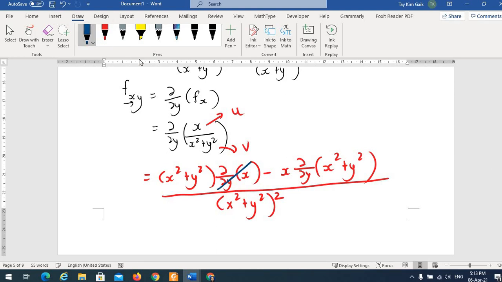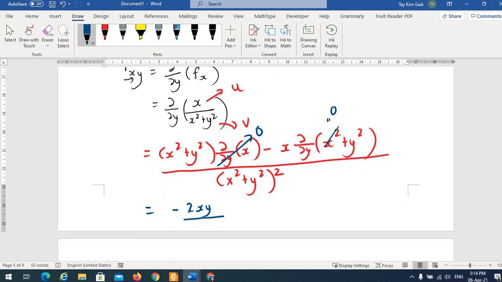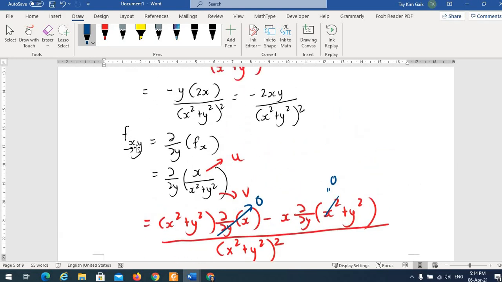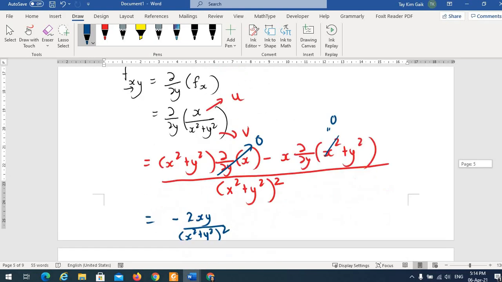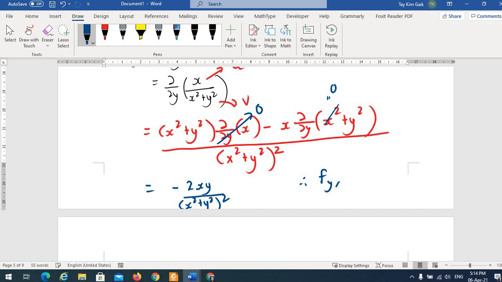Similarly, del del y of x will be 0, so the whole first term becomes 0. Del del y of y squared is 2y. So you get negative 2xy divided by x squared plus y squared to the power 2. So you can see fxy is always equal to fyx. Therefore, fyx will always equal fxy. Fyx is from fy, then differentiate with respect to x. Fxy is from fx and then differentiate with respect to y. And they are always equal, fyx equals fxy.